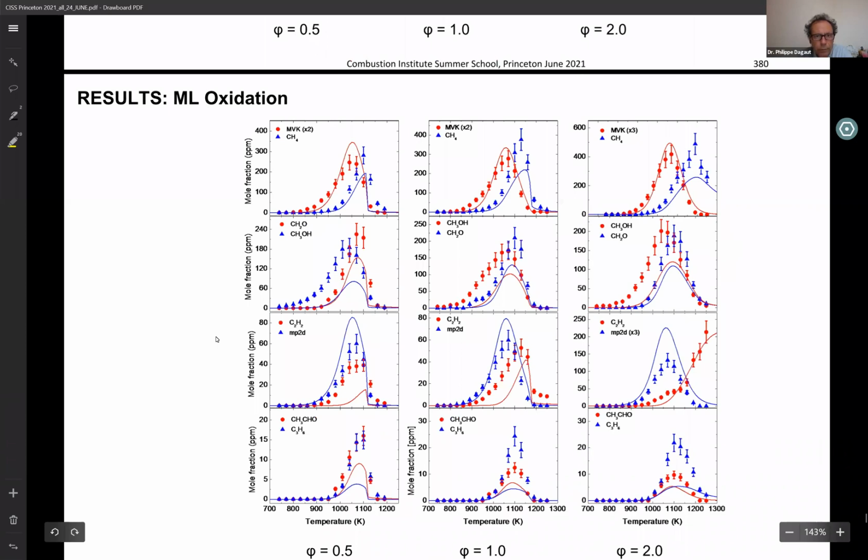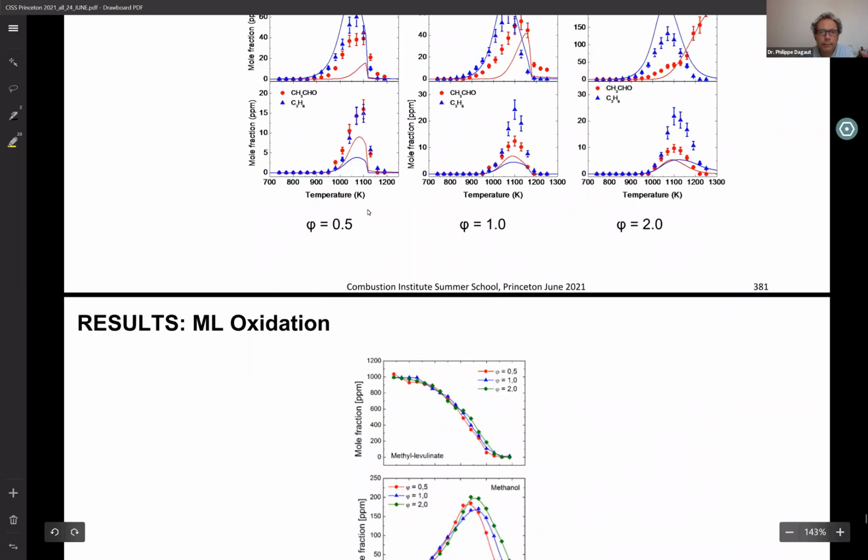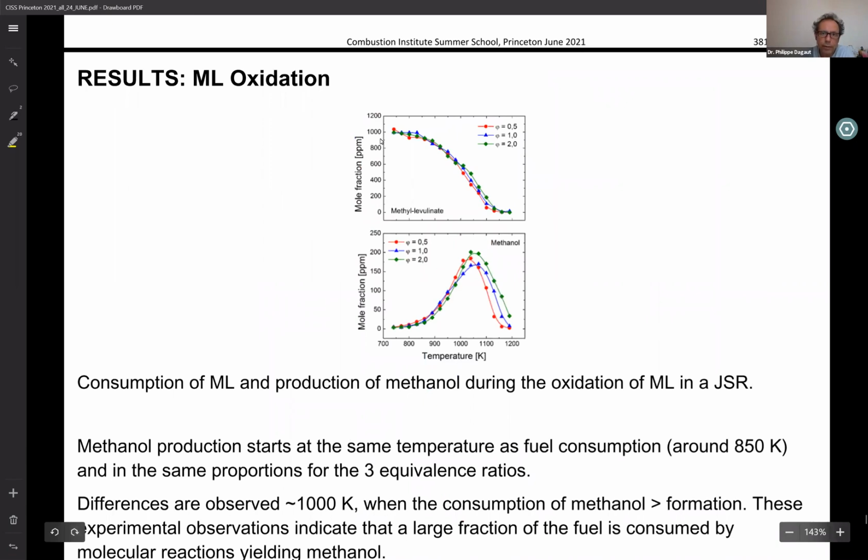For some other intermediates like methanol, which is not very well reproduced by the model, it is underestimating its formation. And if we compare the mole fraction profile of the fuel at different equivalence ratio, surprisingly, it's very similar, if not identical. And also, if you look at the profile of methanol up to its maximum mole fraction, these profiles are indistinguishable.